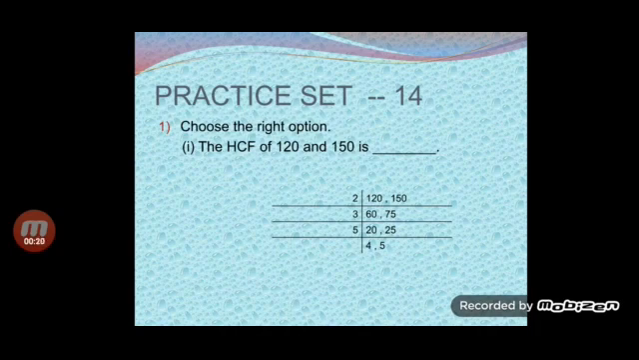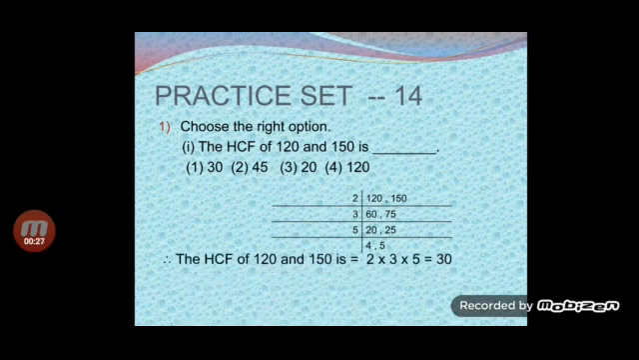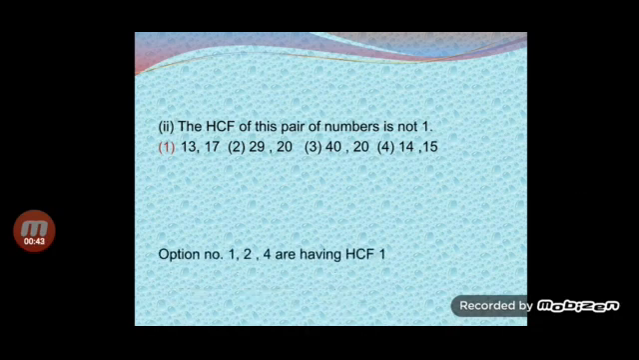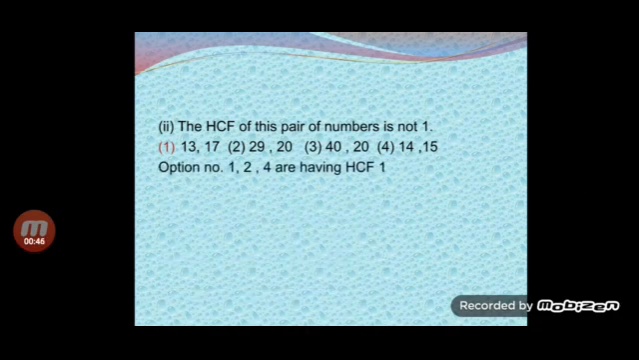So we'll find out the HCF by finding out the factors. So we'll get HCF is 30. So first option is correct. Next one, we are having the HCF of this pair of numbers is not 1. So let's see which pairs are there. So 4 pairs are given. Out of these, first, second and fourth are having HCF 1. And so the answer will be option number 3.